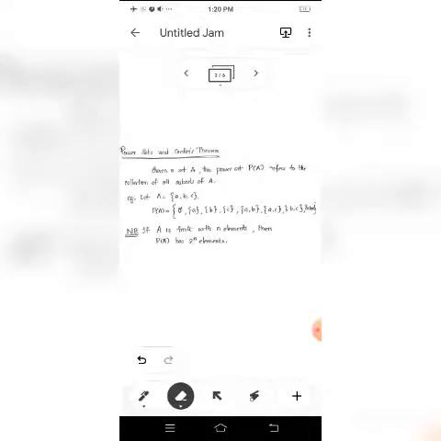Given a set A, the power set P of A refers to the collection of all subsets of A. For example, let A equal the set {a, b, c}. Then the power set is the collection of all subsets. What will be the subsets?